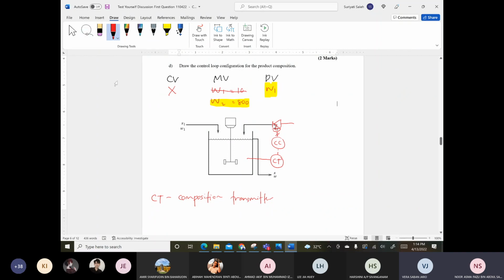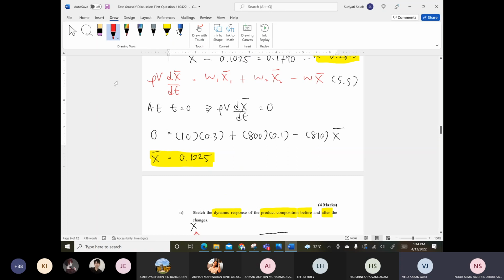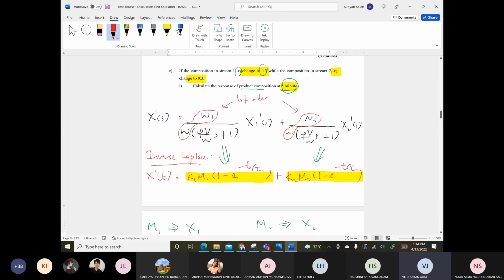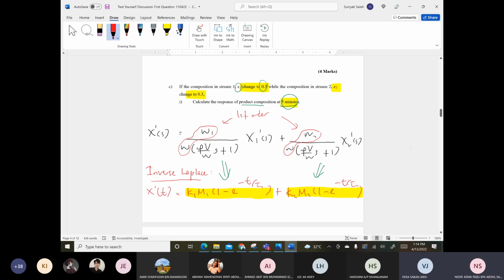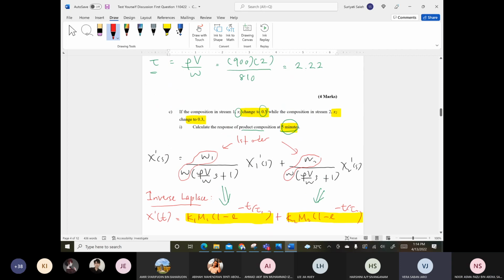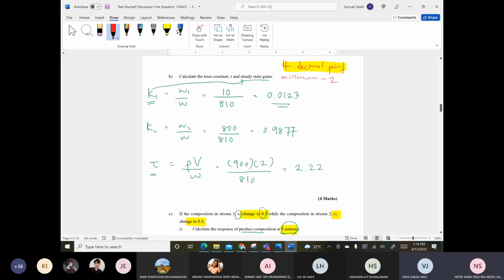Okay, in this case, if we take a look, for example, we have the derivation, and from the derivation here, we obtain the first order transfer function. For example, the first order, the K1 is equal to W1 over W. So the W1 over W is equal to 0.013, K2, W2 over W equal to 0.9877, and the tau equal to rho V over W, 2.22.